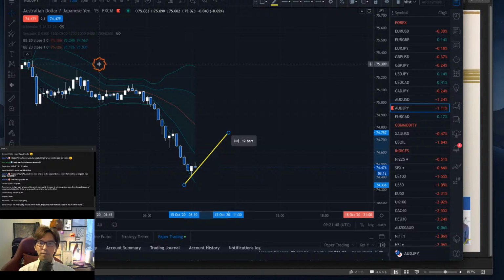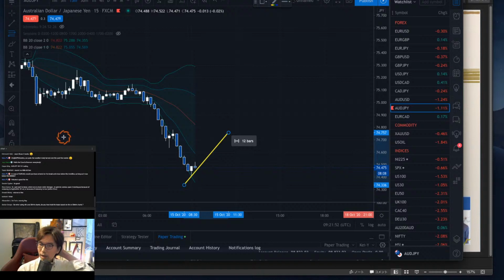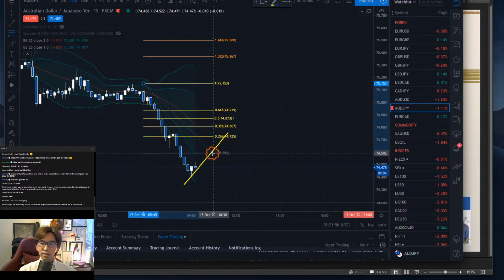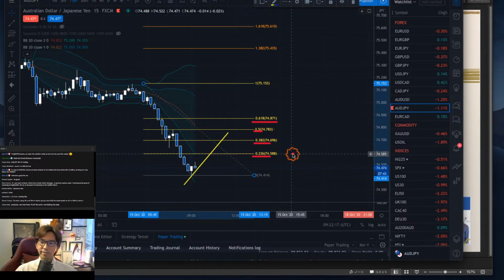And also the Fibonacci retracement, like we did yesterday. I would draw the Fibonacci retracement from the recent high all the way down to the recent low and see if the price is going to bounce off of one of these Fibonacci levels. That will be another thing I look at in this kind of case.